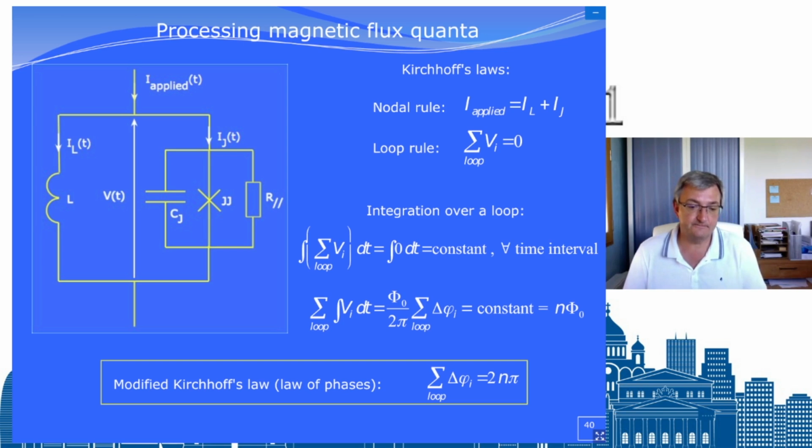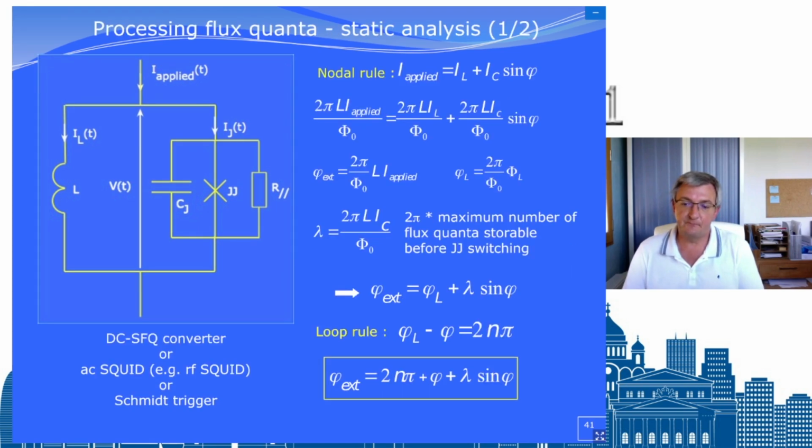And then we can consider that Kirchhoff's law is just a particular case of this law of phases for normal metal. When you solve that, I'm not going to go into all the details, but you can calculate the external phase. You can define an external phase, which is the phase between these two points, as a function of the phase of the Josephson junction. And you get this relation, which is not complicated to obtain.